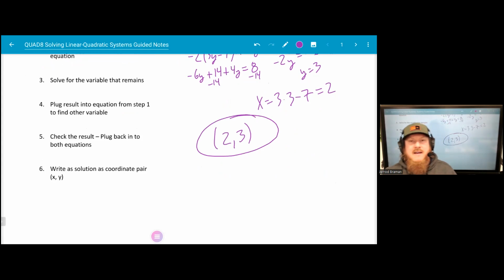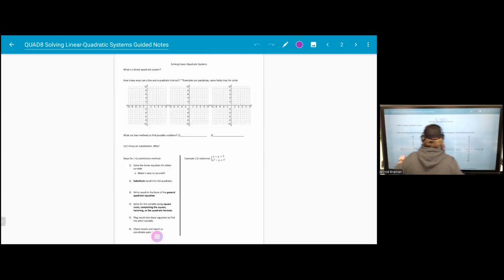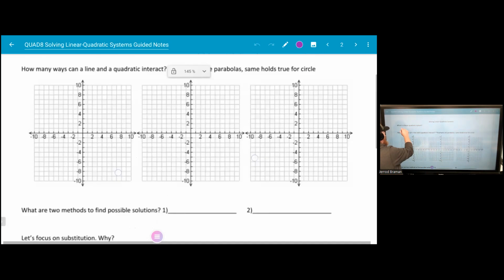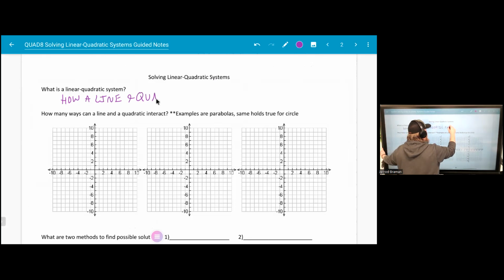This is going to work very similarly to if we're doing the linear quadratic system. So what is a linear quadratic system? Well, basically the same kind of thing we've been talking about. A linear quadratic system is how a line and a quadratic interact.